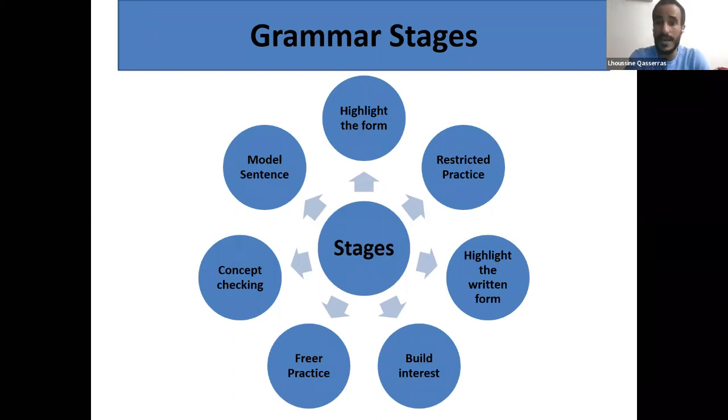Grammar stages, we have many. Highlight the form. There is restricted practice, highlight the written form, build interest, free practice, concept checking, model sentence, etc. Okay. Can you please put them into order? What is number one, number two, number three, and number four? I'm going to give you 4 minutes.